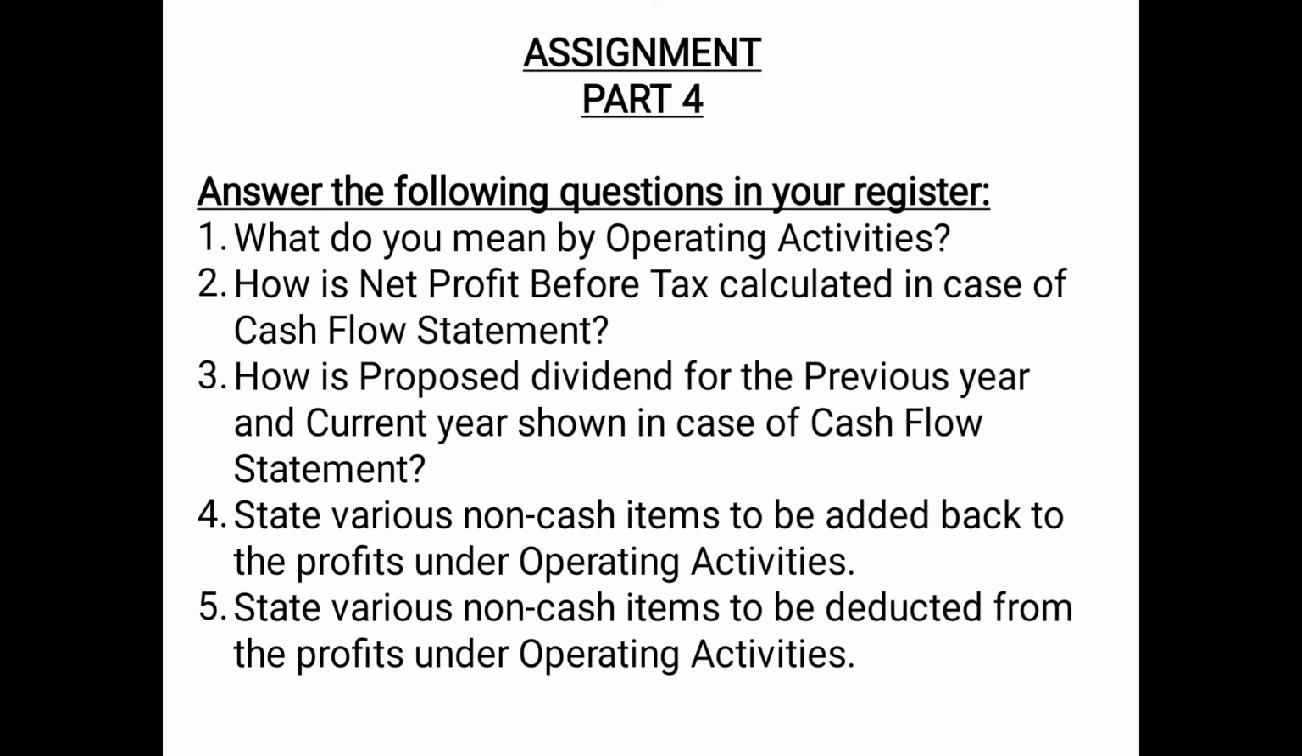Question number 5, state various non-cash items to be deducted from the profits under operating activities. So basically here non-cash items, or we can say the non-operating items. For example, profit on sale of fixed assets, then any interest received, dividend received, rent received, etc.